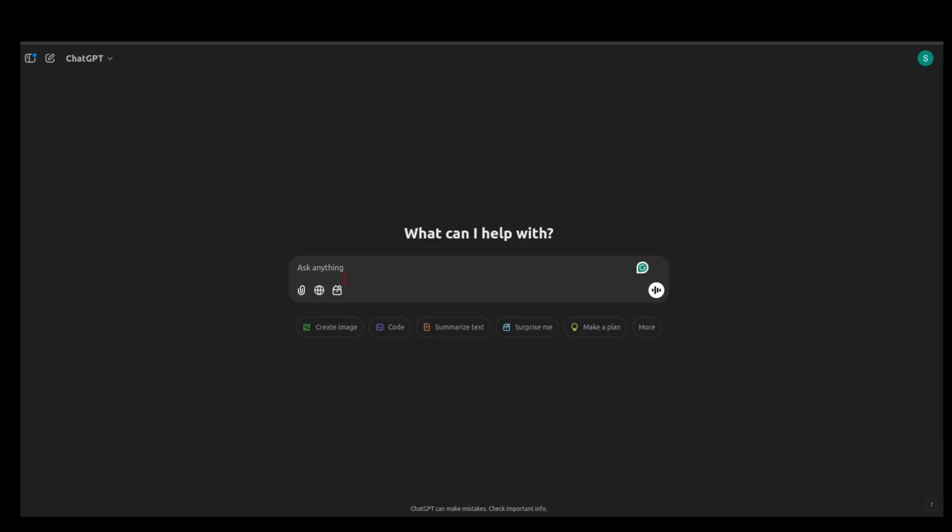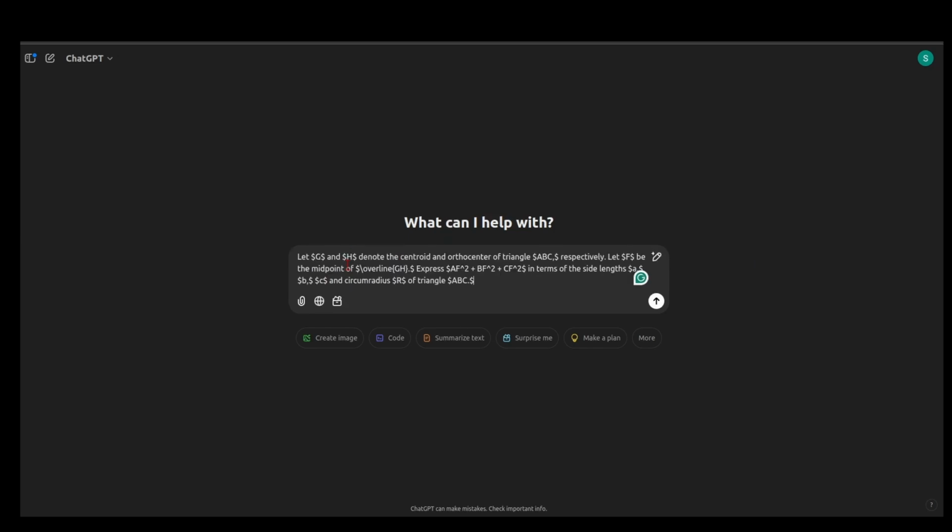So let's ask one more question to wrap things up. Let's stick with geometry and let's ask this question. We are given G and H, and they denote the centroid and orthocenter of triangle ABC respectively. Let F be the midpoint of GH. Express AF squared plus BF squared plus CF squared in terms of the side lengths A, B, and C, and circumradius R of the triangle ABC. The answer is just R squared. So let's find out how OpenAI deals with this.